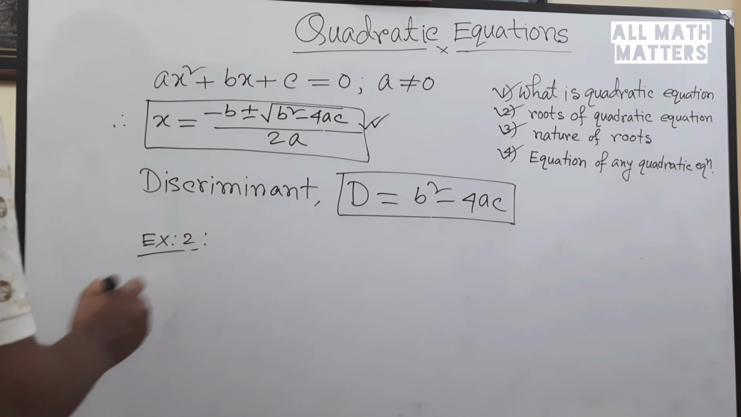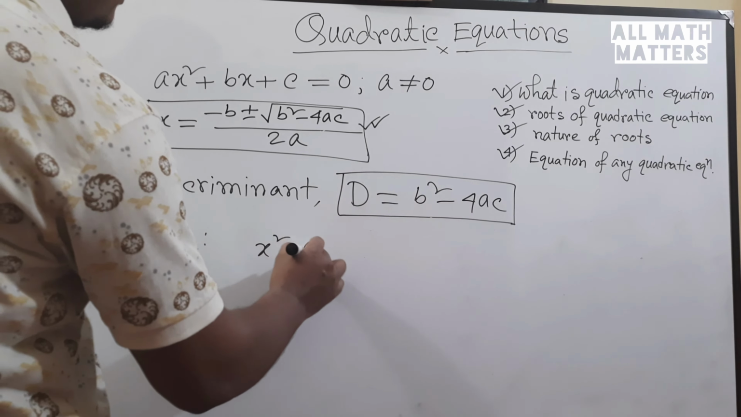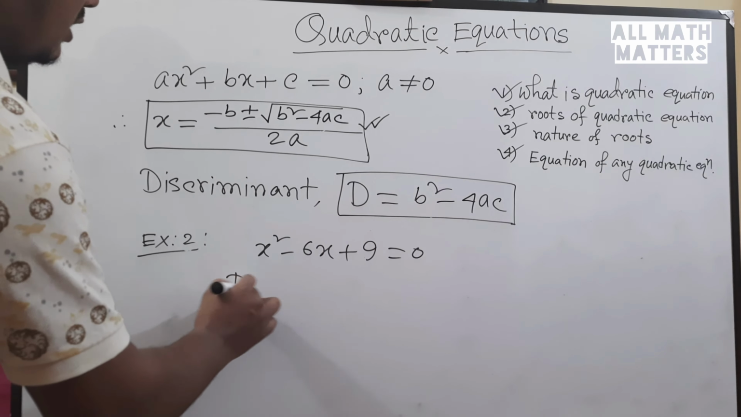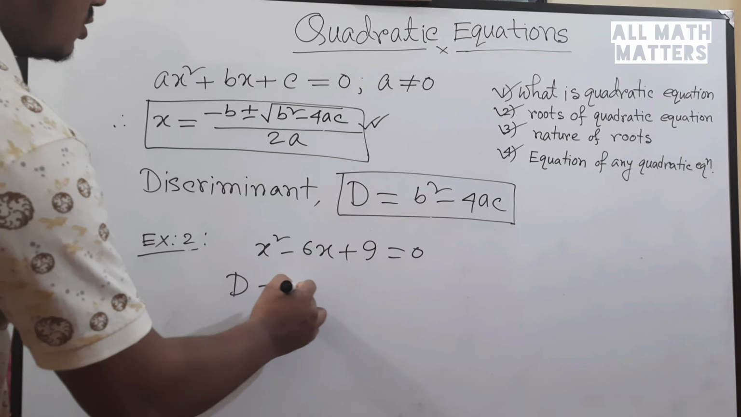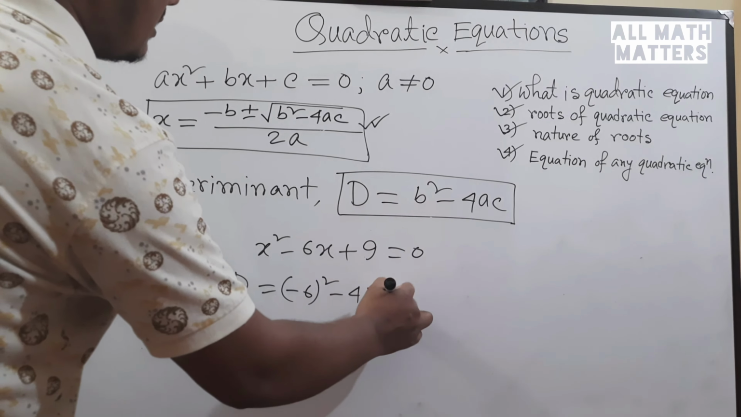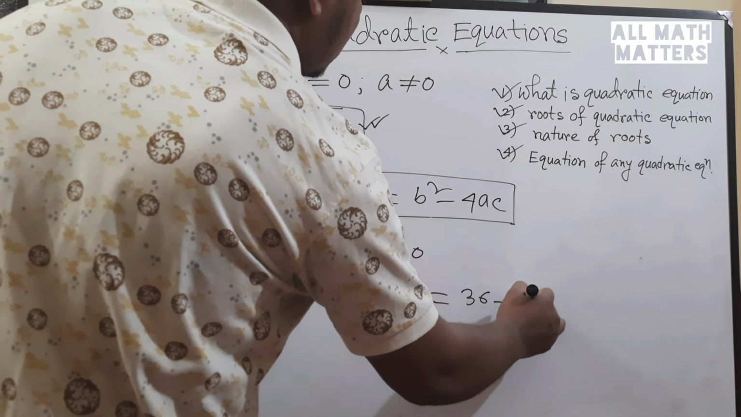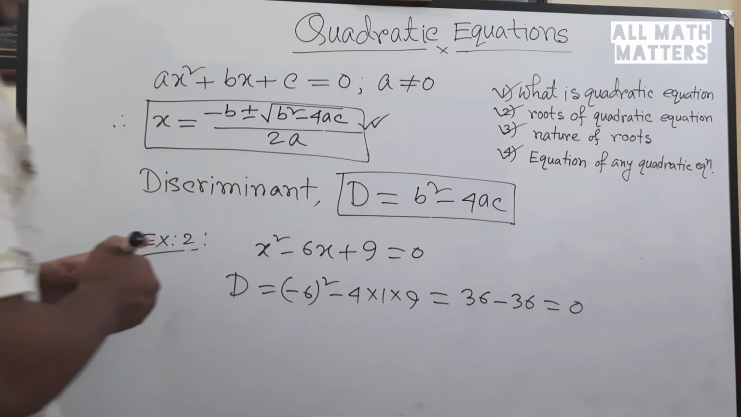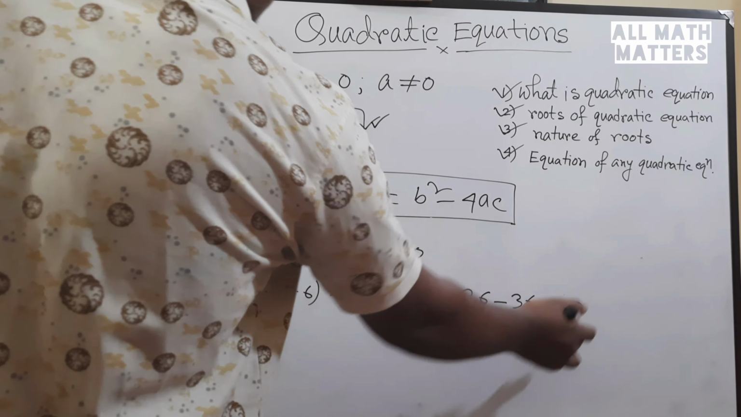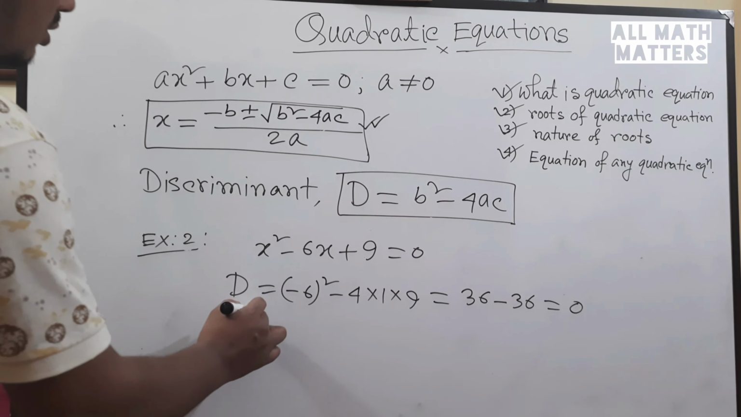Number 2, let's say another quadratic equation is x square negative 6x plus 9 equals 0. So here discriminant D equals, here B is negative 6, so negative 6 square negative 4 multiple A is 1 and C is 9. So that is 36 negative 36 equals 0. So look at here, the discriminant is 0. So I already discussed that if the discriminant is 0, then the roots of this equation will be equal, real and equal.